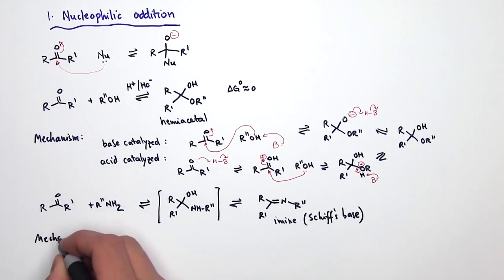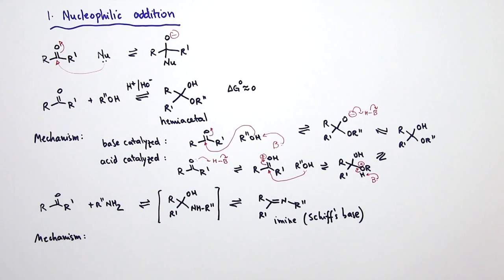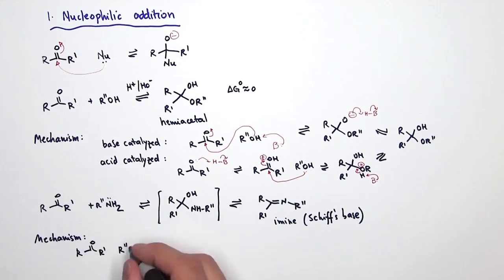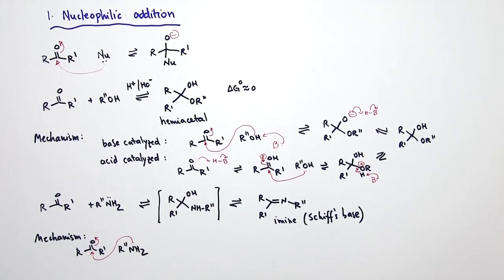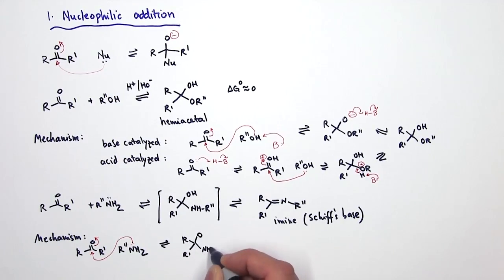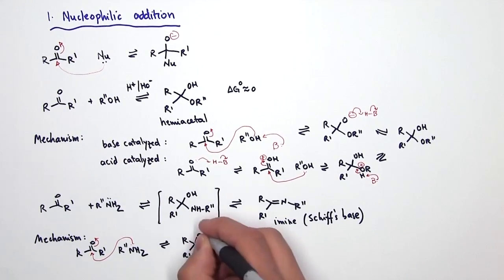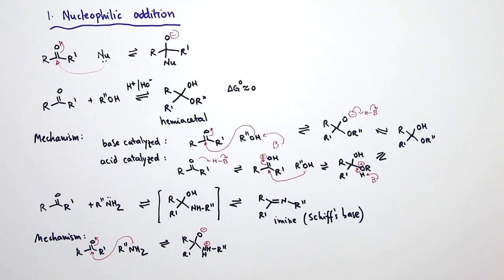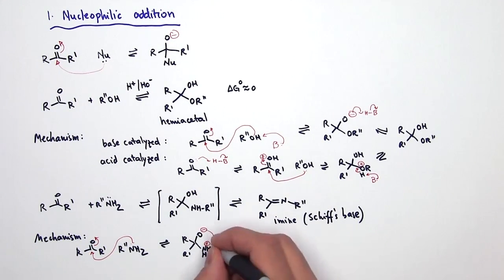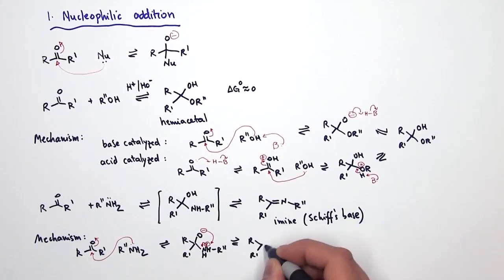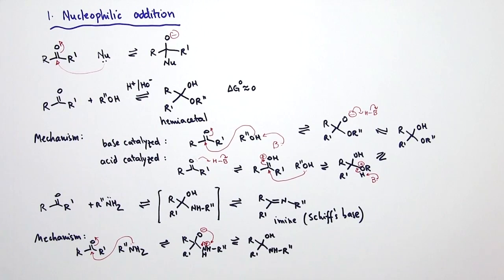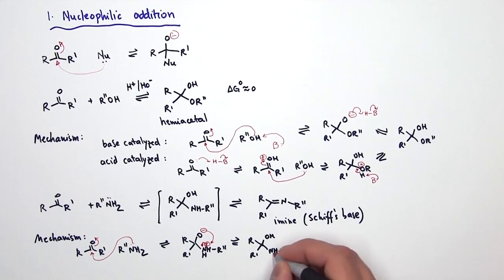Let's take a look at the mechanism. As you notice, because the amine group is a good nucleophile, the reaction could occur even in neutral conditions. So we don't necessarily need acid or base catalysis. In the first step, the amine attacks the carbonyl, forming this compound with split charges. Now, proton transfer happens, generating our intermediate, then water is eliminated.